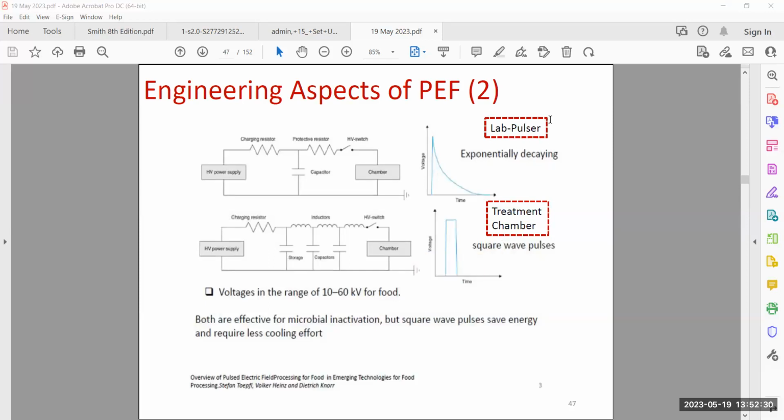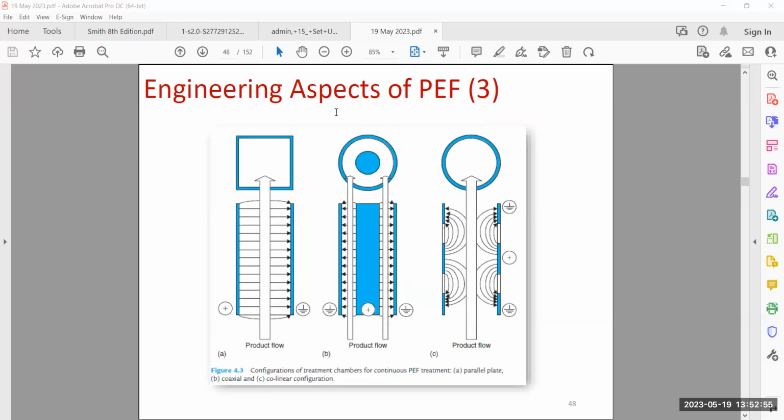There are two types of pulse electric field waveforms. One is what we call the lab pulsar, which gives out a very high voltage and then it dies down, so it is exponentially decaying. Another one is what we call the treatment chamber, which gives out square wave pulses. The square wave is much more stable and much more efficient in killing the microorganisms inside your food product.